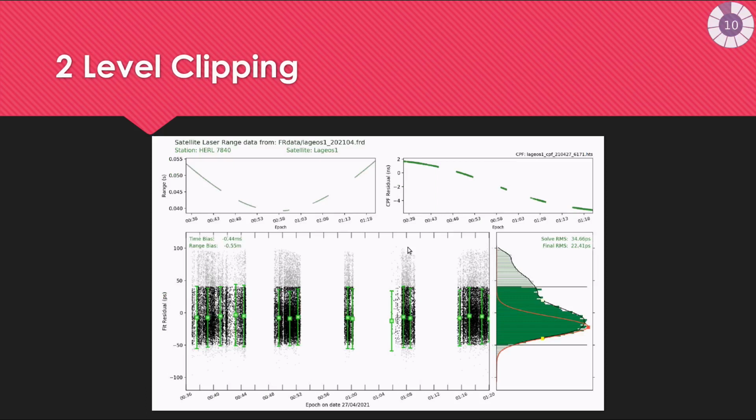And this is what I mean by two-level clipping. So the black points on that plot are the points that we use to make the normal points, but also what would be included in the full rate data file would be the surrounding points which essentially have a wider clipping value, and they can be of interest for future analysts to pick up from the full rate data file.